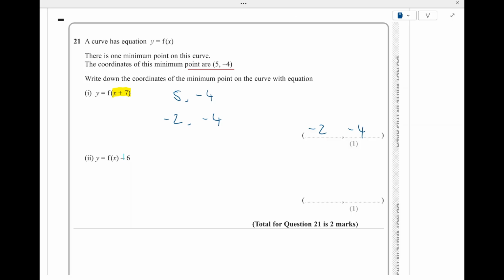And in this case, the change is outside the bracket. So my original point is 5, minus 4. I'm going to change only the y, and I'm going to subtract 6 from it. So I'm going to end up with 5, minus 10.